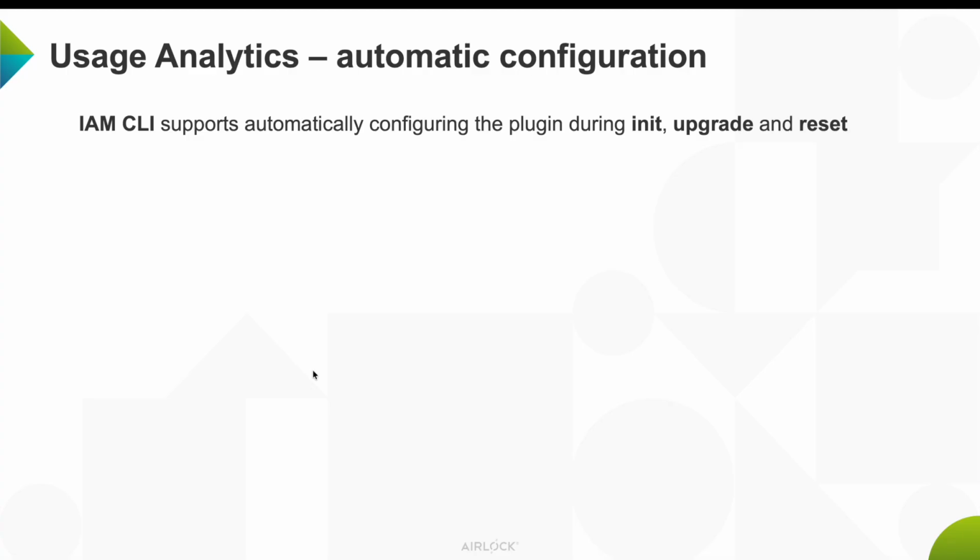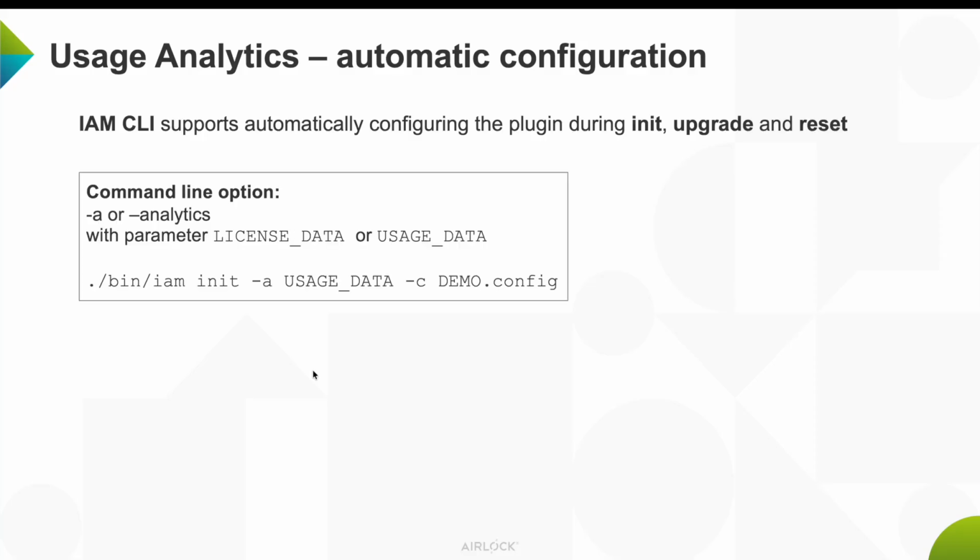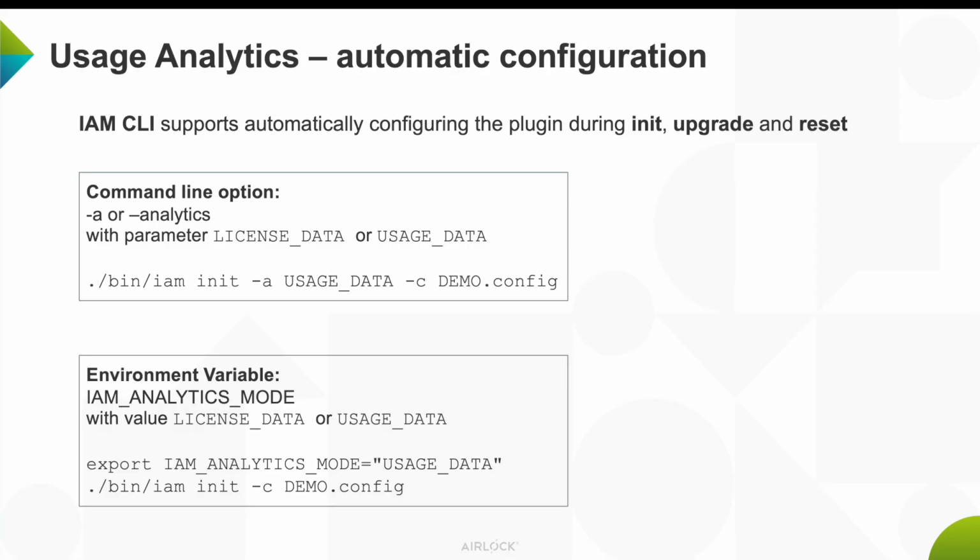The IAM CLI supports automatically configuring the plugin during init, upgrade, and reset operations. And how that works is very simple. Number one is you can use the command line option. With -A or --analytics, you get a license data or usage data parameter that you can supply, and this will lead to something like bin/iam init -A usage-data -C config/demo-config, which means that I'm just initializing a new configuration in a directory demo-config, and yes, the usage analytics plugin will provide us with usage data.